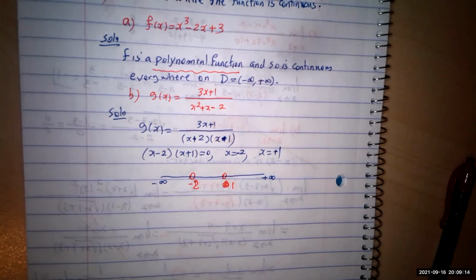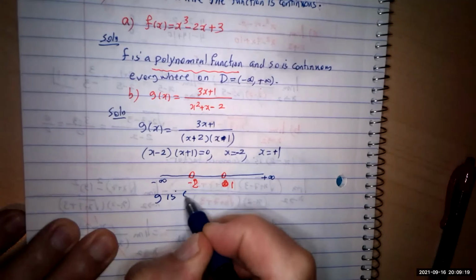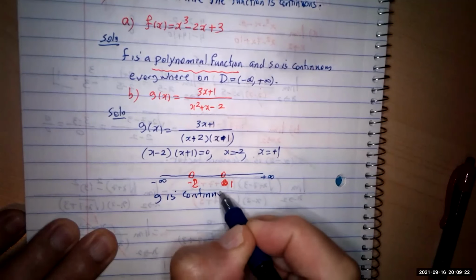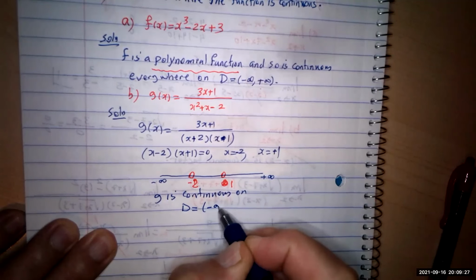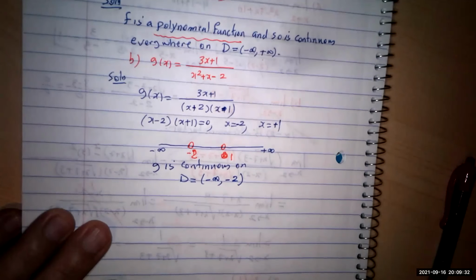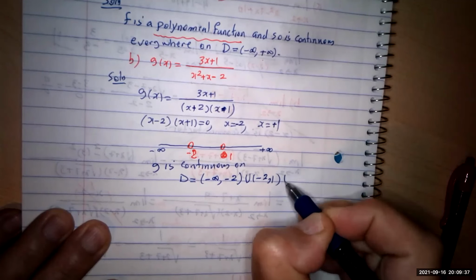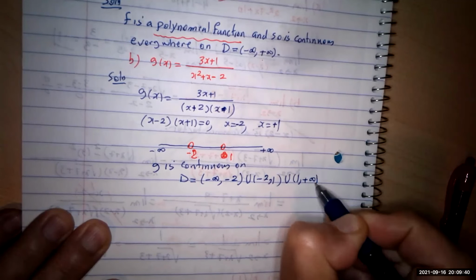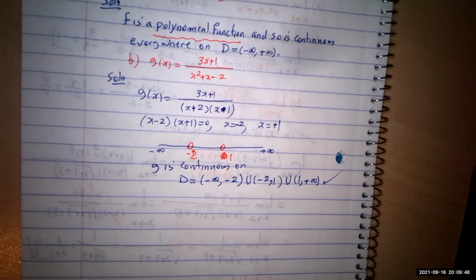So this is it. So the function is going to be continuous. You see, g is continuous on this domain. On the domain of, okay, negative infinity to -2. And you remove it, so it's going to be parentheses, not bracket. Union with -2 and 1, and the union with 1 and positive infinity. Okay, it's like the domain that we talk about for this function. Okay, so this is it.